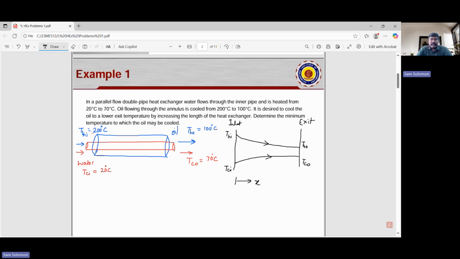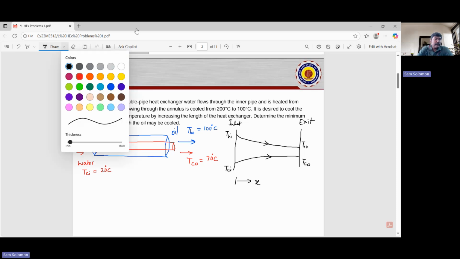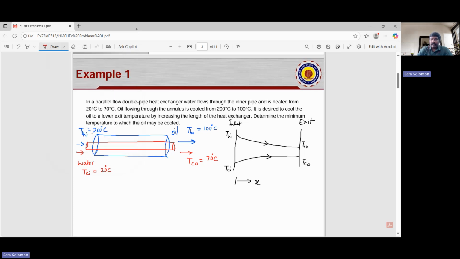Now the question is, determine the minimum temperature to which the oil may be cooled. So what is the minimum temperature to which it can be cooled? Looking at this picture, THO is not equal to TCO, which means equilibrium is not attained between these two fluids. And there is a possibility that an equilibrium temperature can be attained. That is what is being asked in this question. What is the minimum temperature to which the oil may be cooled?